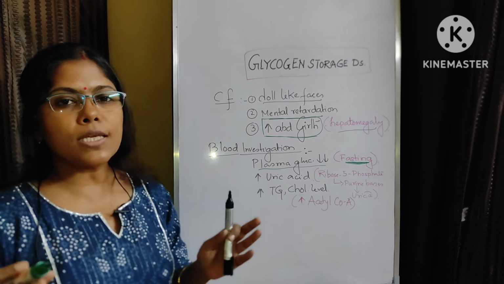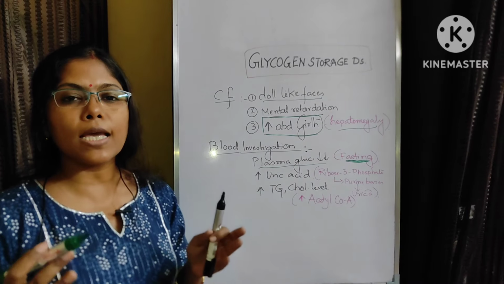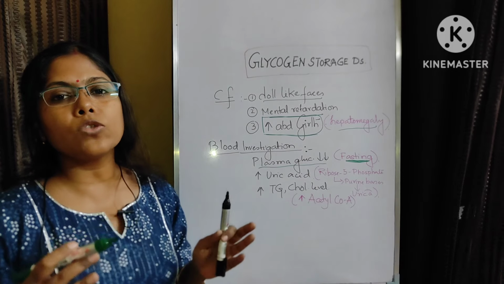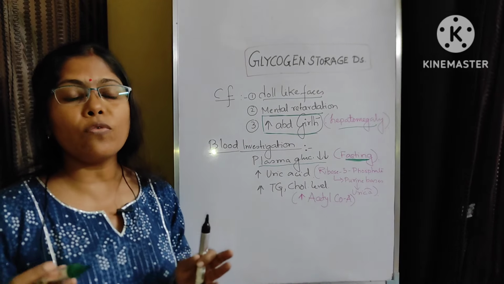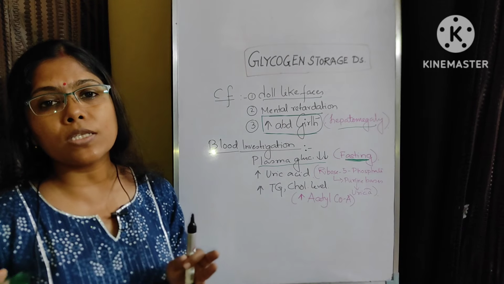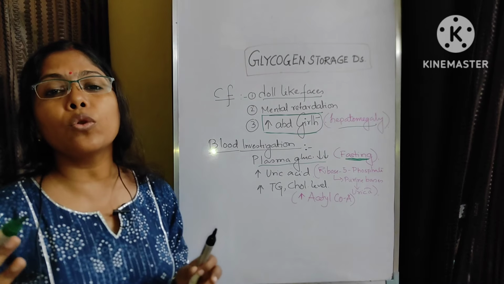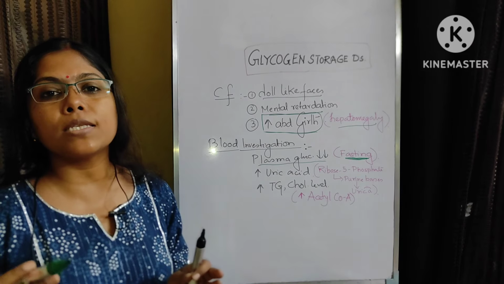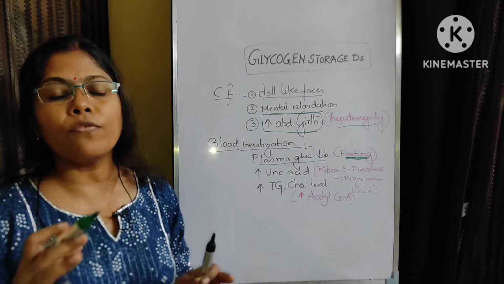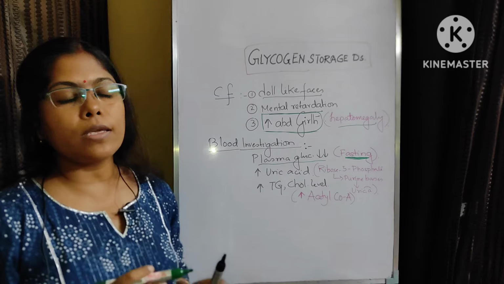But here, since glucose 6-phosphatase enzyme is not there, glycogen cannot be completely broken down to free glucose, and moreover, we know glucose 6-phosphatase is also a key enzyme for gluconeogenesis. That's why fasting hypoglycemia is a cardinal feature of von Gierke's disease.